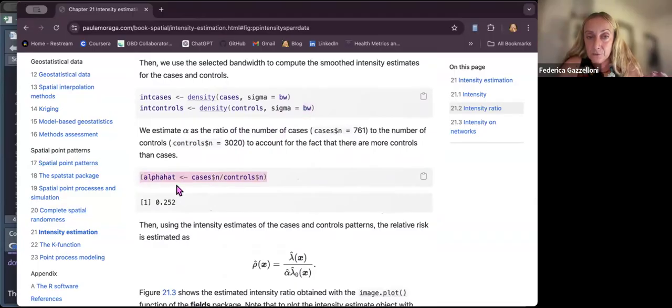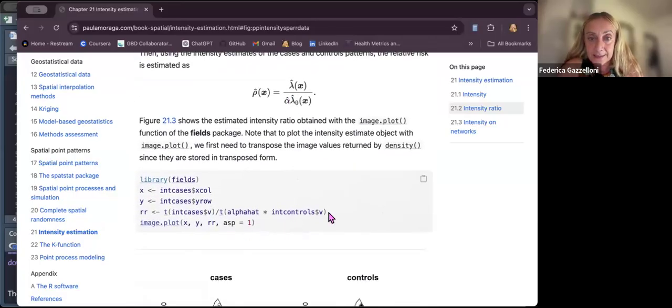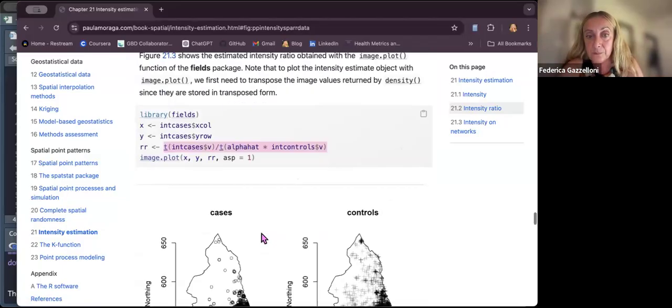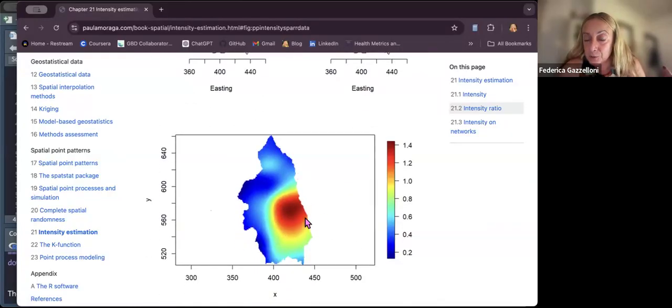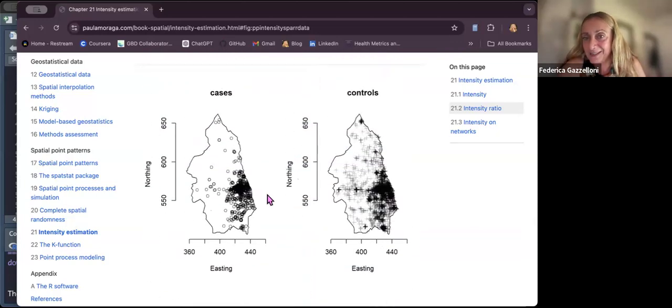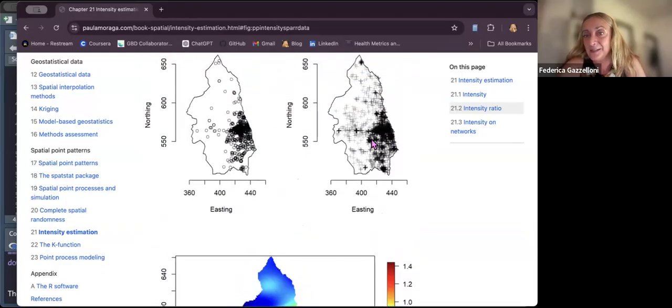Then calculate the alpha hat and put it inside the formula. There it is. This is the formula. This T is the transpose function, and this is done to do this type of multiplication and ratio. And so the images clearly show the concentration of points for cases and the concentration of points for controls. And this is the output, and we can see it's clear that the maximum intensity ratio is within this area, and it is clearly because both cases and controls are within this area.